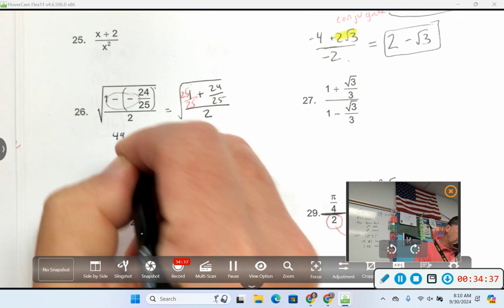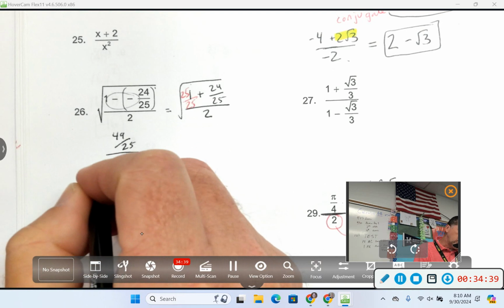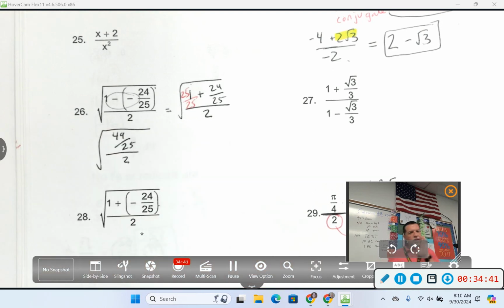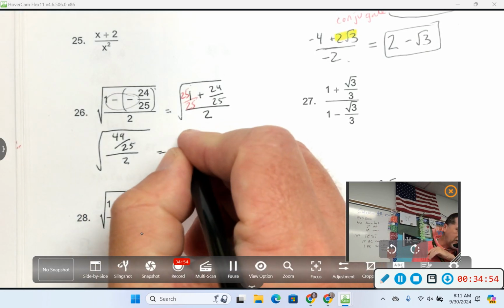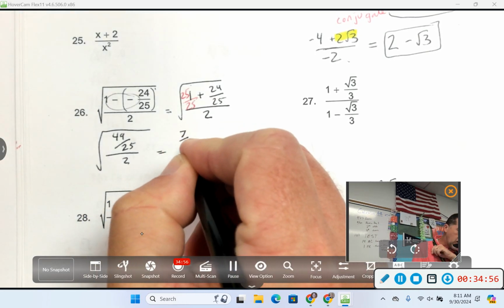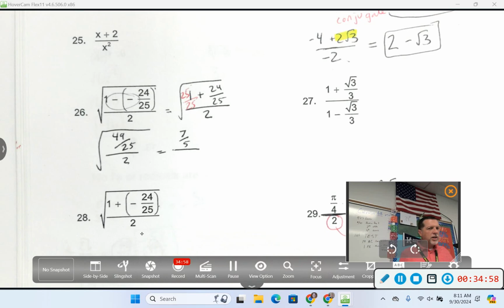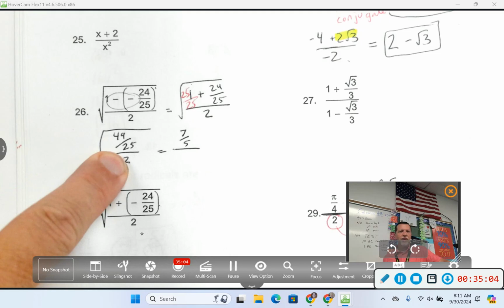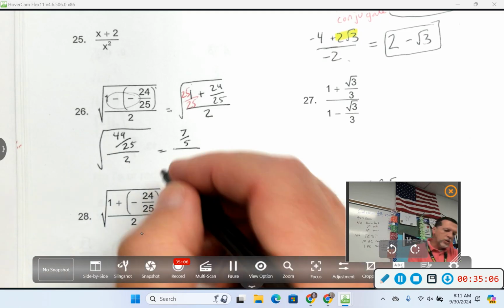49 25ths, but they're all over perfect squares. Now they're all square rooted, so we have to handle that. The 2 is not a perfect square, but the top was. So 7 over 5. Let's be careful, though. Oh, you're right. It's 7 over 5. And then keep it, change it, flip it. And what's in the denominator? Radical 2. Square root of 49 and 25, that was easy. I couldn't take the square root of 2, so that's still there.